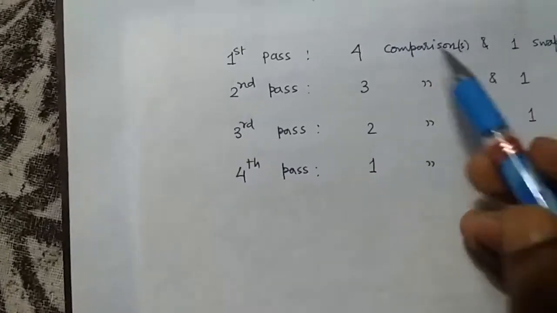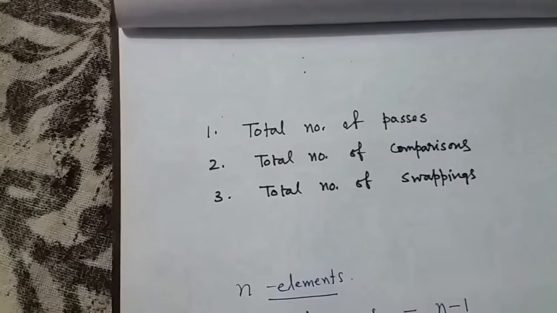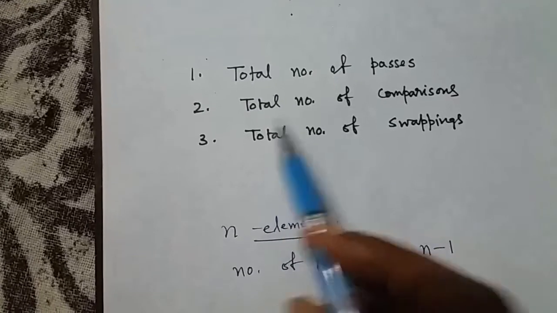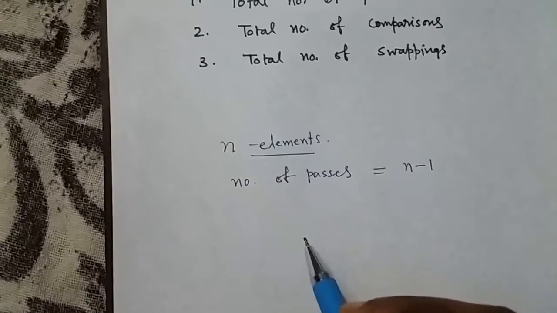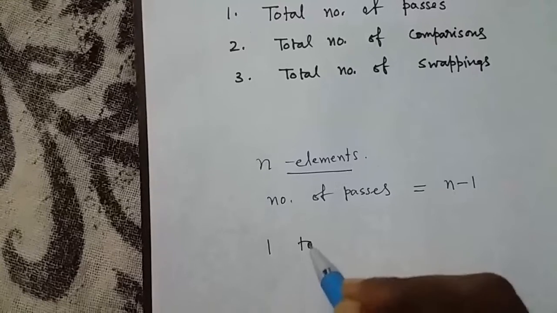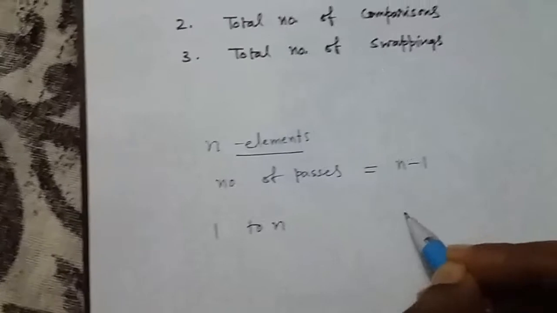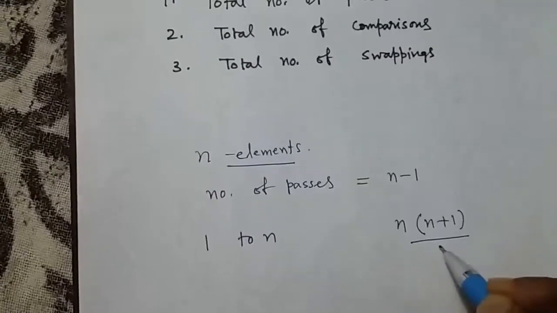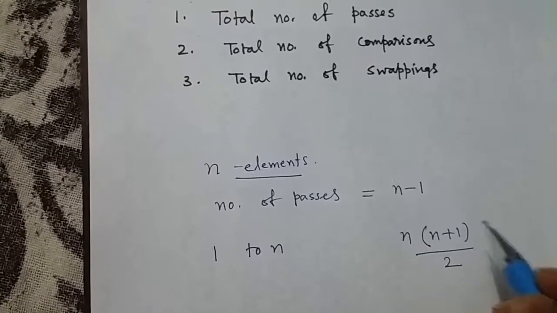Now come to the comparison, that is, the total number of comparisons. Before solving this one, I want to tell you one formula regarding mathematics: the sum of all the natural numbers from 1 to n is n into n plus 1 by 2. That is the formula, where n is the last natural number and 1 is the first natural number.